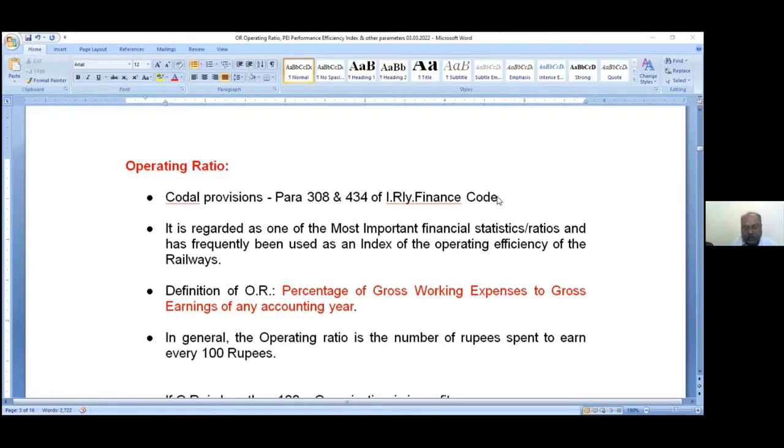So what is the definition of operating ratio? The definition of operating ratio is the percentage of gross working expenses to gross earnings of any accounting year. Nowadays, the Railway Board uses the term total working expenses instead of gross working expenses. But as per the code, it is gross working expenses. Both are the same, don't confuse.